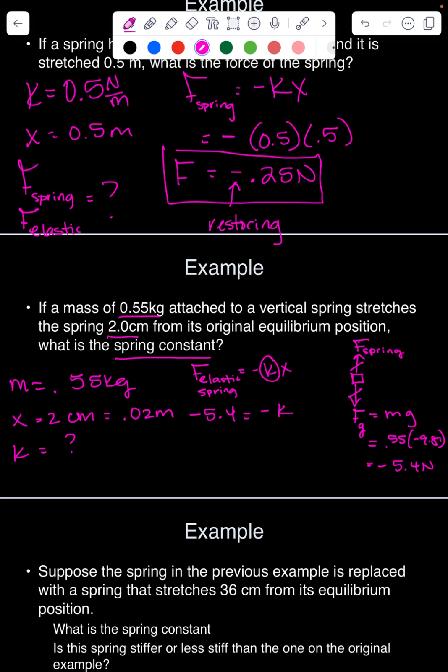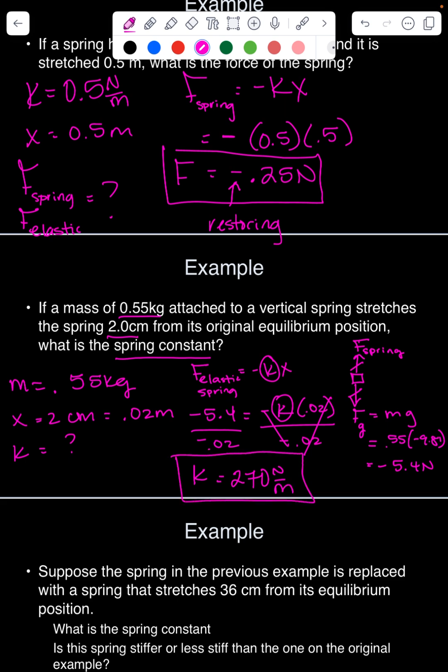That's equal to negative k times 0.02. So we divide both sides by negative 0.02, that cancels that out. So k is going to be 270 newtons per meter.